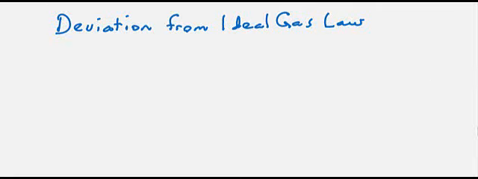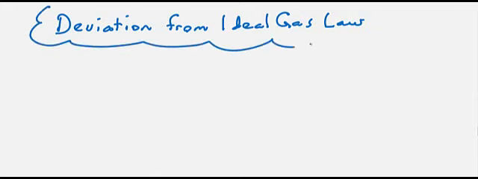In this particular video episode, we're going to address the concept of deviation from the ideal gas law. These would be circumstances under which the ideal gas law and the accompanying laws of Boyle, Charles, Gay-Lussac, and the combined gas law are not followed perfectly.